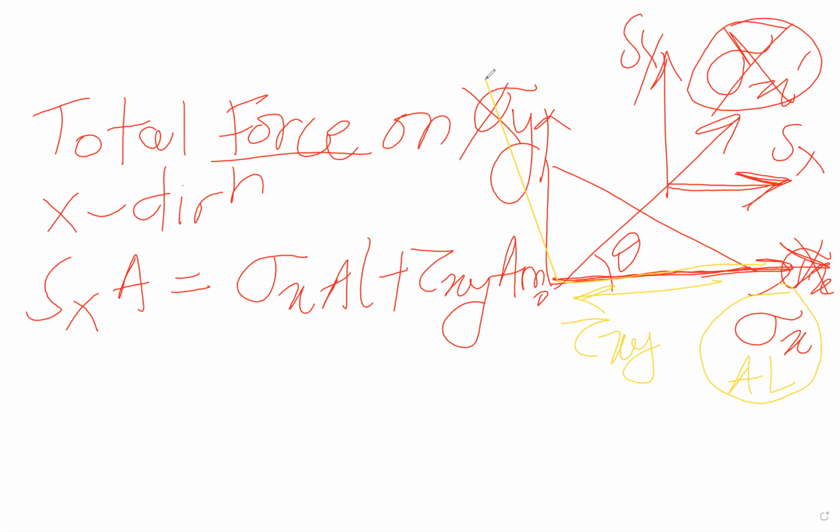Tau xy is the shear stress, and it acts perpendicular. This is tau xy, and the other is tau yx; tau xy is equal to tau yx, which acts perpendicular to the plane. So perpendicular means, if this is the stress component tau xy, what is the area of that plane? This is the stress, and the area of that plane is AM.